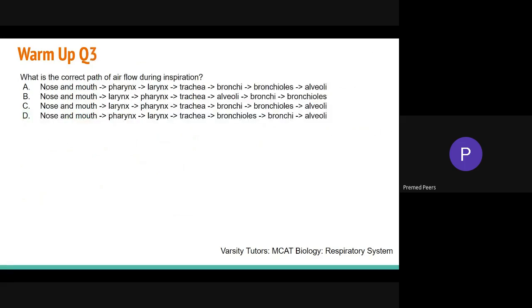What is the correct path of airflow during inspiration? This one's pretty straightforward. Just make sure to read carefully. Pharynx comes before the larynx, and bronchi are the main ones. They come before the much smaller bronchioles.